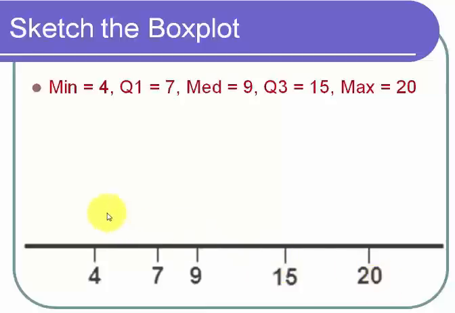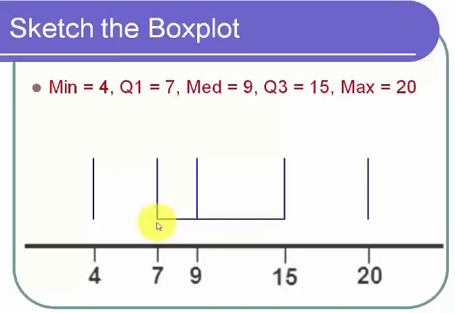Then I'm going to draw vertical line segments above each. So above the 4, above the 7, above the 9, above the 15, and above the 20, I draw a vertical line segment. Then I draw my box. So the box connects the first quartile and the third quartile. So I connect the bottom of the box by connecting 7 to 15 at the bottom. And I connect the top of the box by connecting 7 to 15 at the top of those bars.